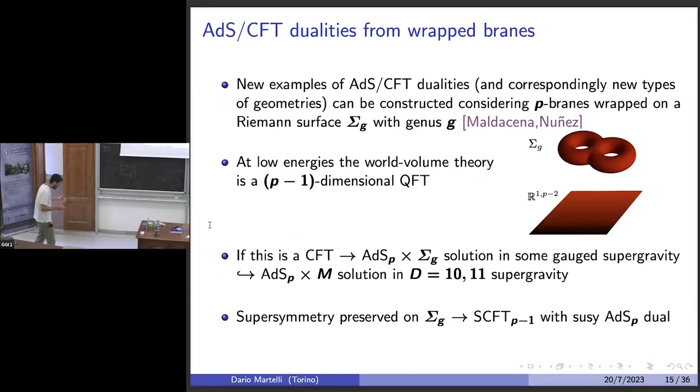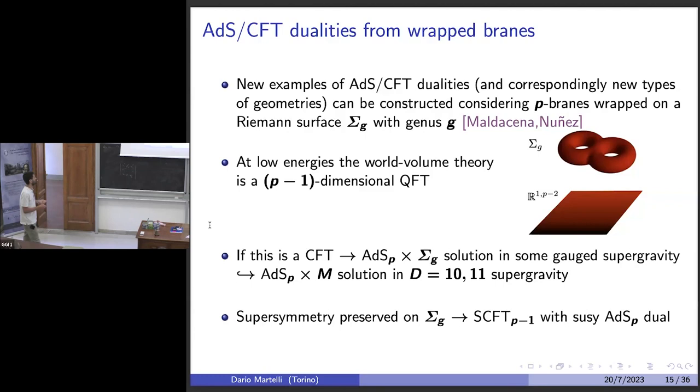The idea was to make contact with the more recent material, to explain that a typical way in which one can construct these geometries is by taking branes, which have been mentioned in many talks, and then wrapping them onto some cycles. For example, the simplest case was proposed by Maldacena and Nunez more than 20 years ago, when you take your branes and you wrap them on some genus g Riemann surface, and that's the picture.